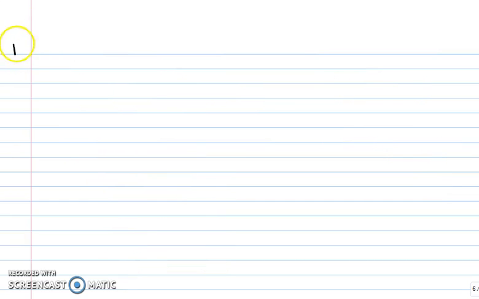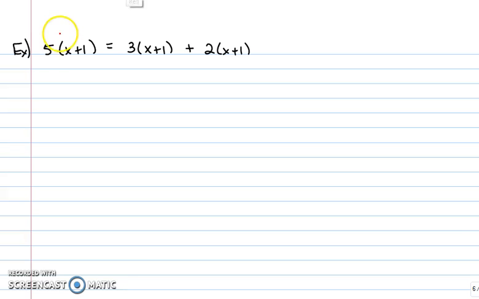Now let's solve another equation. I have 5 times the quantity x plus 1 is equal to 3 times the quantity x plus 1 plus 2 times the quantity x plus 1. So the very first thing I'm going to have to do is get rid of the parentheses. I'm going to multiply the 5 times the quantity x plus 1, which means I have to apply the distributive property. I have to multiply the 5 times the x, plus I have to multiply the 5 times the 1. And I'll have to do it on the other side as well.